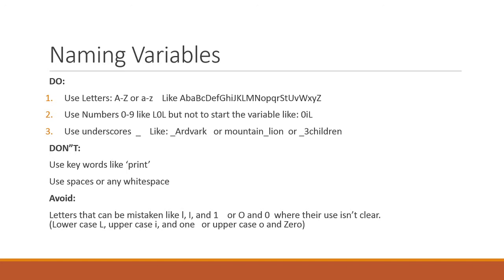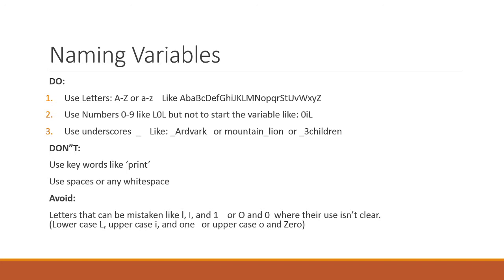You can use underscores. You can use it for starting a variable name, like _aardvark, mountain_lion. It's oftentimes used to help define what a variable value should be associated with. And then you could use _3children. That would work because you're starting with the underscore and not the 3.